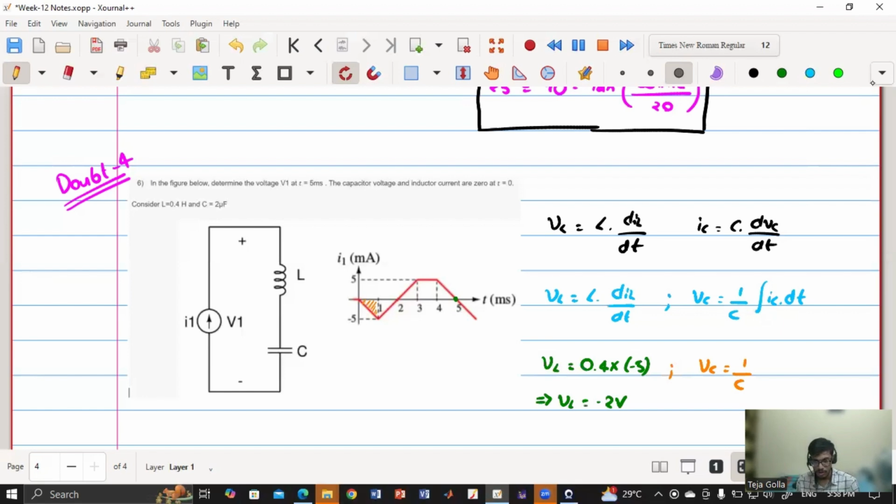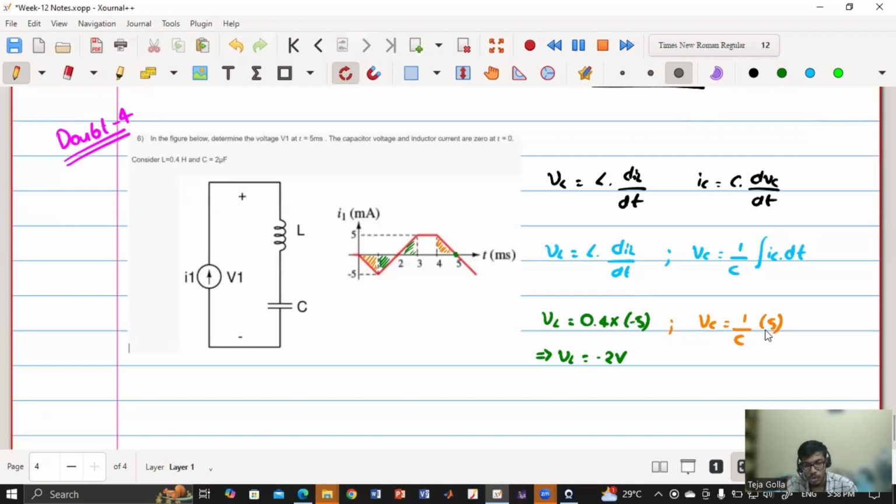So we will have one rectangular area alone. All the others will get cancelled. So these two are same. And similarly, these two are same. So we have only rectangular area, which is 5. So 1 by C into 5. C is how much? 2 microfarad. So area is what? 5 into 1. 5 milli into time is also 1 milli. So C is 2 micro. So we have VC is 2.5 volt.